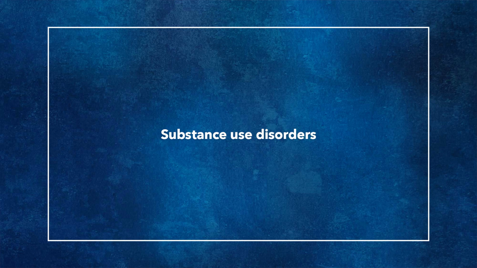Now, let's learn about substance use disorders. The American Psychiatric Association defines the substance use disorder as a complex pattern of behaviors in which a substance is used uncontrollably despite negative consequences. Earlier, the DSM-4 contained two categories of substance-related disorders: substance dependence and substance abuse. The DSM-5 replaced two disorders and combined them into a single category called substance use disorder.